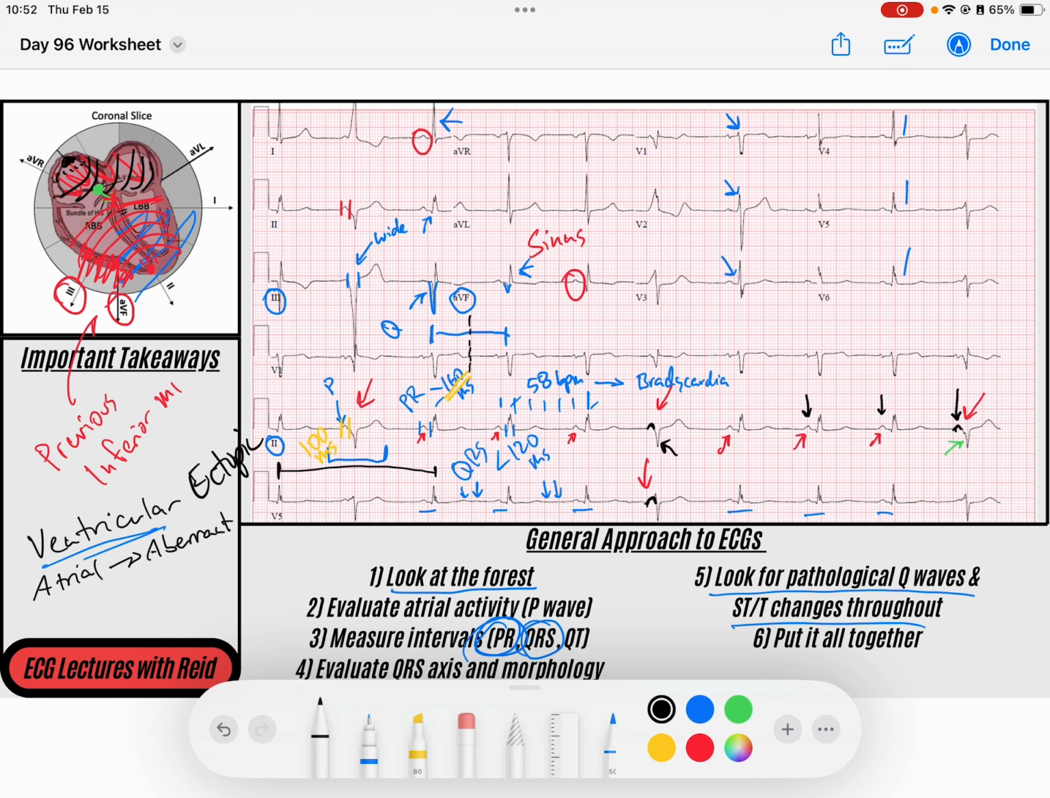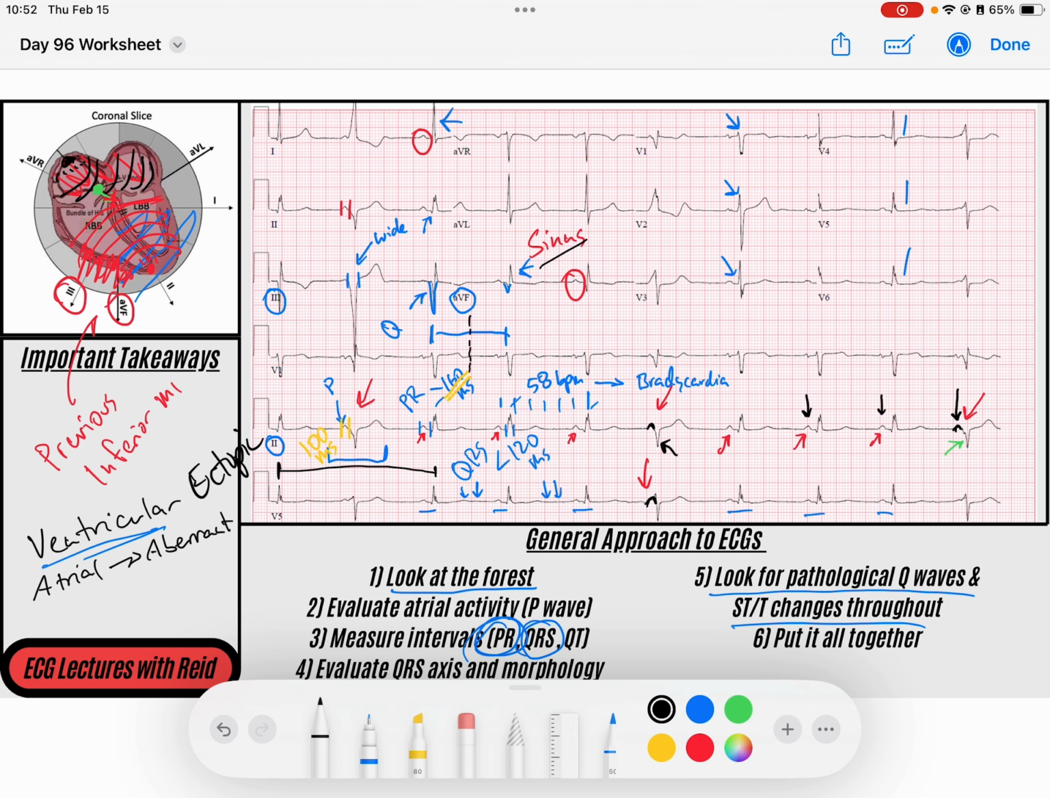You could say they're premature. Technically, they are premature. They're occurring before we're getting ventricular conduction. But at the end of the day, it doesn't really matter. We just need to know what it is and why it's occurring. And that occurs throughout this strip 3 different times. And so let's put this all together. And what do we have?